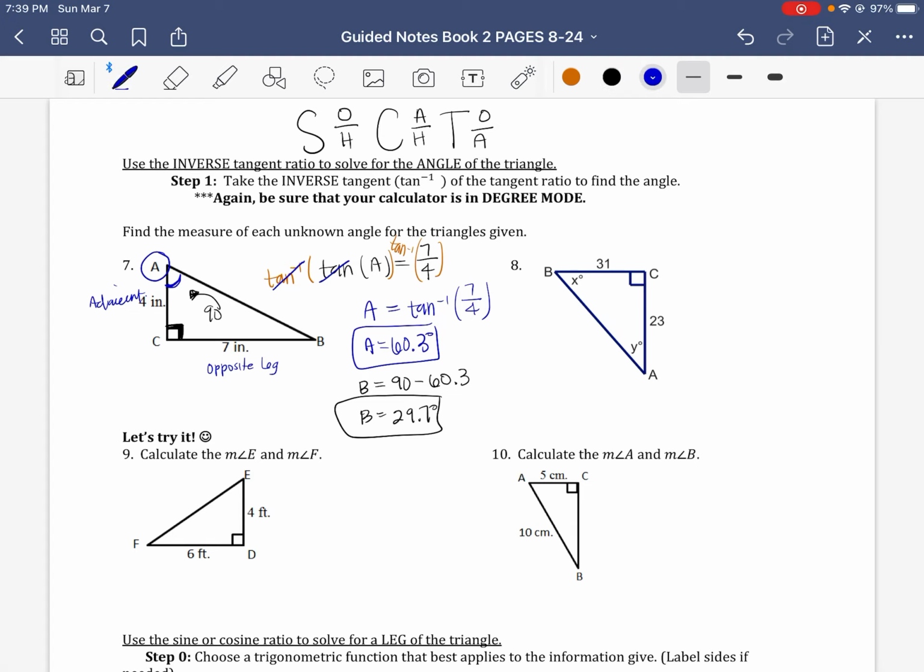Again, if we look at number 8, choosing a reference angle, it doesn't matter which one we start with, I'm going to choose B. If I choose B, this over here, 23 is the opposite leg, the one next to it is the adjacent leg. So once again, I have O and I have A, which in this case is the tangent function once again. So I'm going to set up my equation, the tangent of B is equal to 23 over 31.